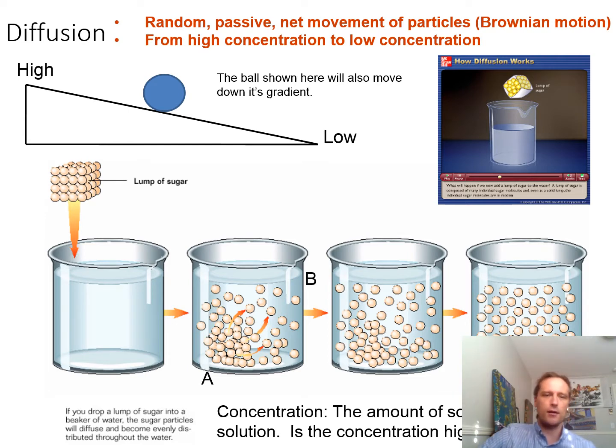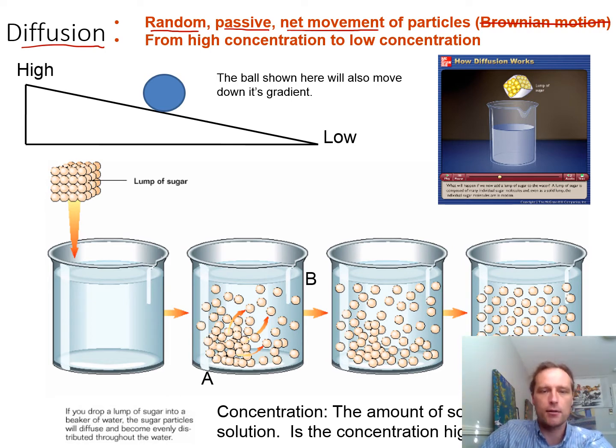Diffusion, that's what I just said. It's a good, fun word. Diffusion is, number one, random. Number two, passive. That means it doesn't require energy. It just moves; you don't have to spend any energy on it. And it is a net movement. Net movement means overall. Net movement of particles from high concentration to low concentration. If you don't like this word Brownian motion, you can just ignore it. It's a topic of physics, actually.